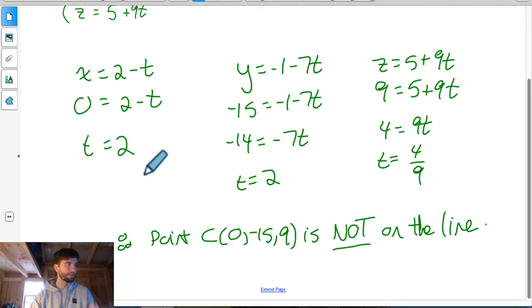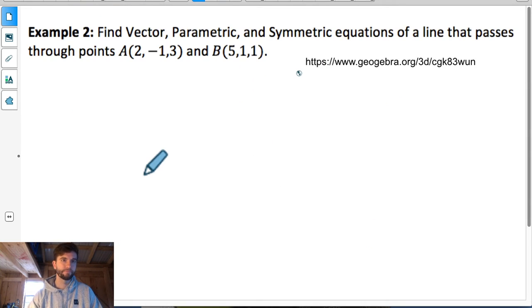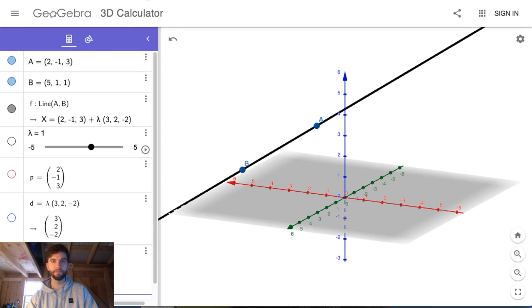Okay, we're just about done. Let's just do one more example. Example 2, find vector, parametric, and symmetric equations. Let's not worry about finding symmetric equations. They're not very important. I'm just worried if you can come up with the vector and parametric equations of the line that passes through these 2 points.